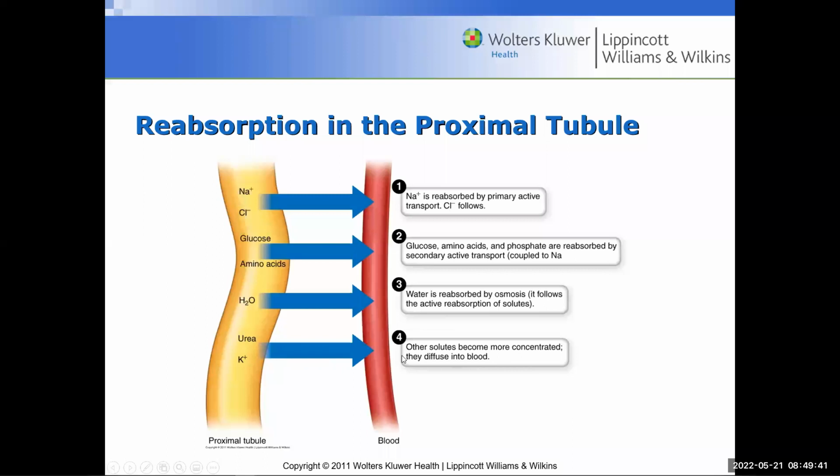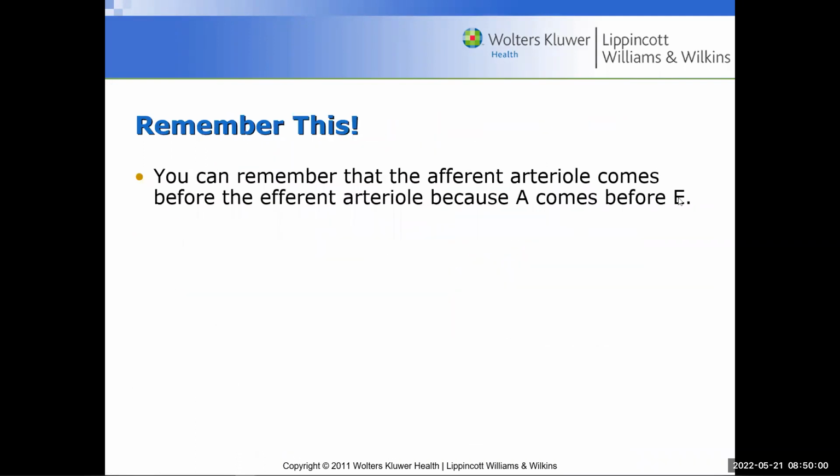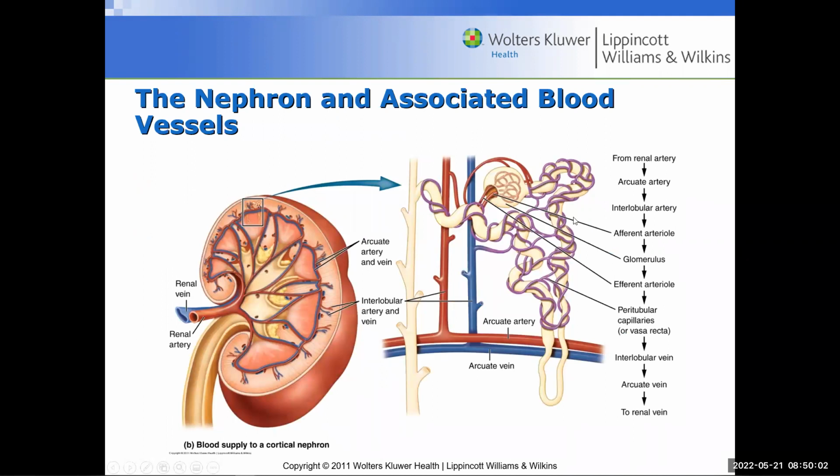And urea and other solutes become more concentrated and they could diffuse into the blood. So it's very important when we think about the reabsorption in the proximal tubule. And the proximal tubule is the tubular region which is very close to the Bowman's capsule. So let's have a look at that real quick. The proximal tubule will be this area immediately.